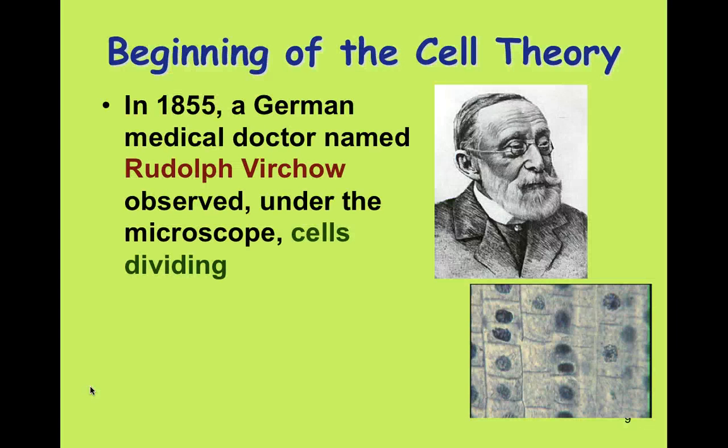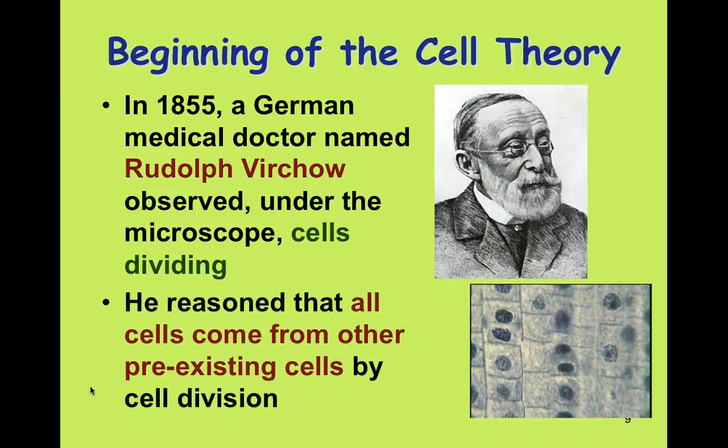And then not too long after that, in 1855, a German medical doctor named Rudolf Virchow observed under a microscope cells actually dividing. He reasoned that all cells come from other pre-existing cells by cell division. So there are 3 parts to the cell theory. Number 1, all living things are made up of cells.